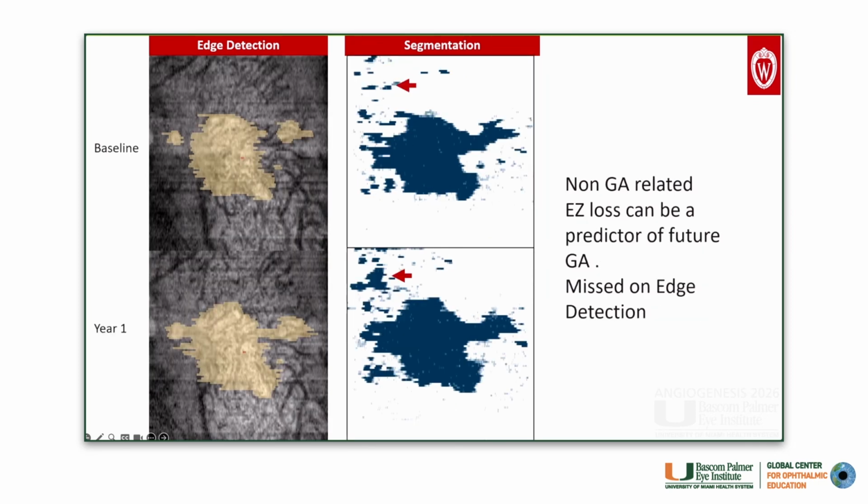And this is another example where that drusen-related EZ loss has enlarged, and so now GA has developed. So all this is not picked up on the edge detection, so it's missed. So it's not missed, it's not even included in the analysis. So if you're looking at precursors of GA, the edge detection might not pick that up. But if you're looking at purely GA-related EZ loss, then the edge detection focuses on that better than segmentation. So it all depends on what the endpoint focus is.